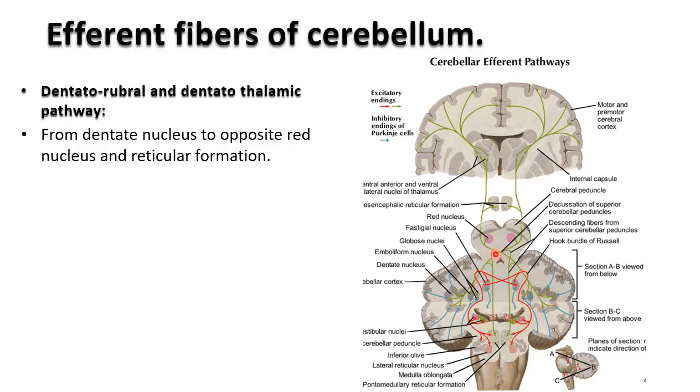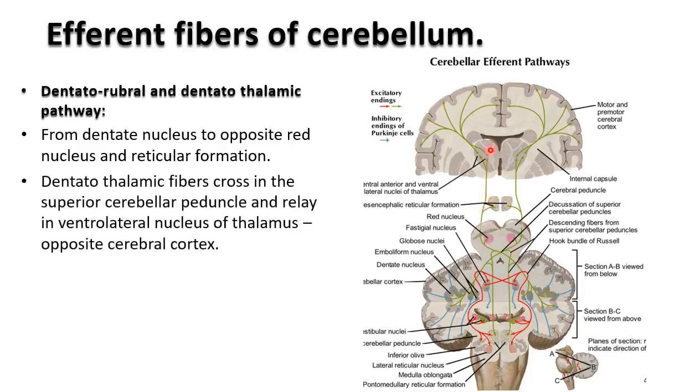From the red nucleus, they go to the ventral nucleus of the thalamus. From the red nucleus to the ventral nucleus of the thalamus, that is actually called the dentatothalamic pathway. They relay to the red nucleus and also to the ventral nucleus of the thalamus. From the ventral nucleus of the thalamus, it projects to the opposite cortex.